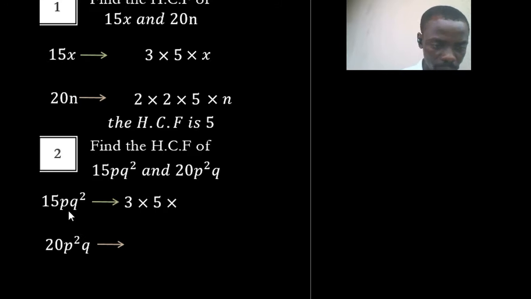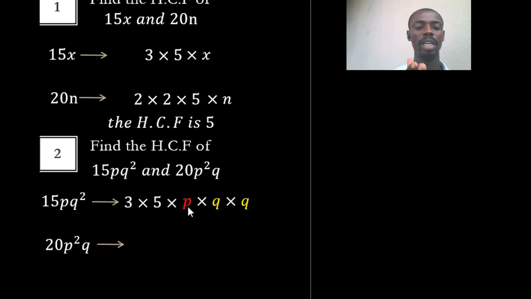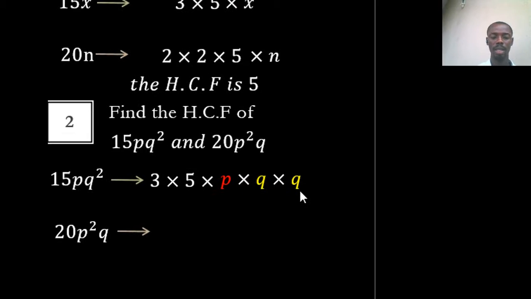Let's take more examples for better understanding. Now I'm having the same set of numbers, 15 and 20, but now I've changed the alphabet. Here I'm having 15, which is expressed as 3 times 5. Now I'm having pq squared. So pq squared is expressed as p multiplied by a q and another q, because here I'm having q squared.